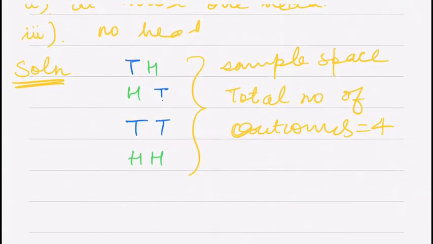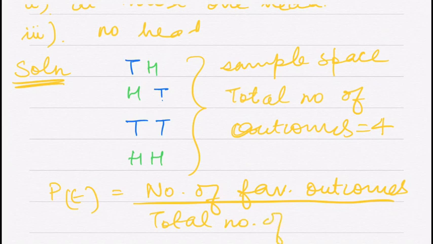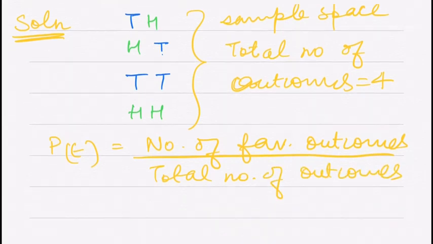Now this has to be clear: when you write down your options in the sample space, everything becomes clear. And we will write that the probability of an event is the number of favorable outcomes divided by the total number of outcomes. So now this is clear. Now we'll move to each part.